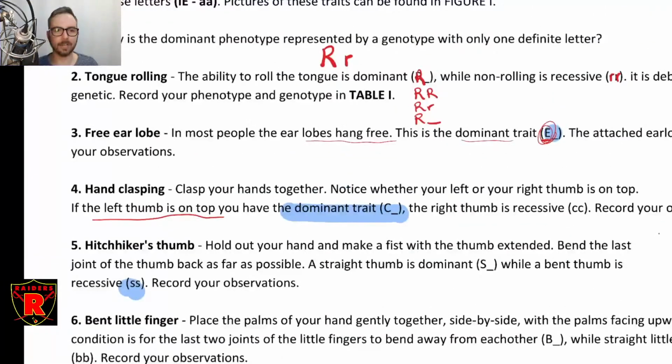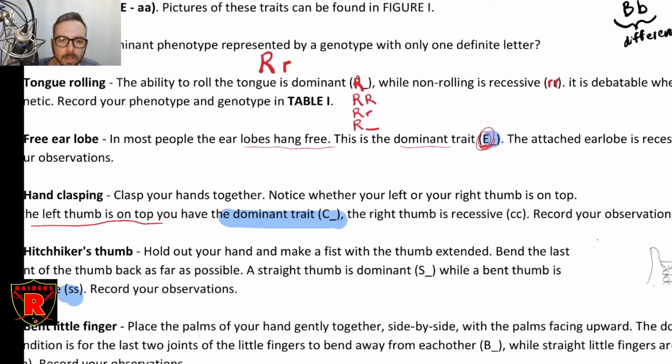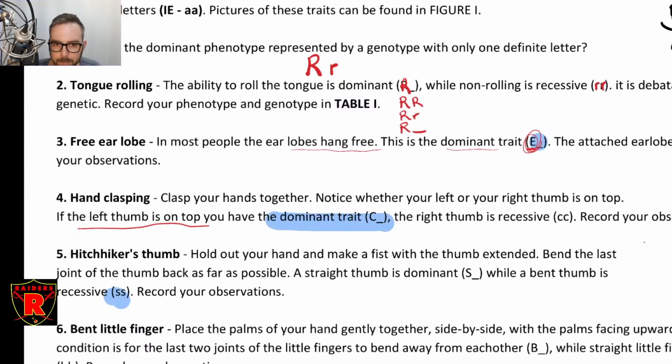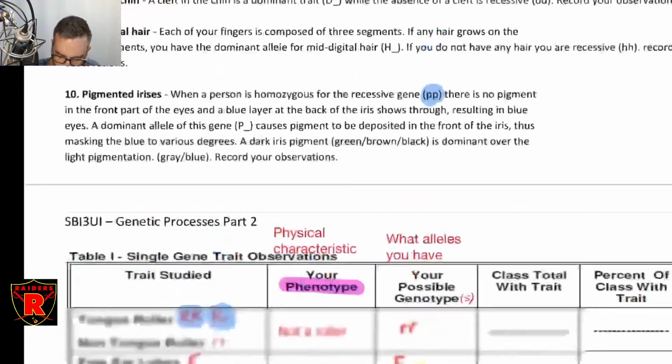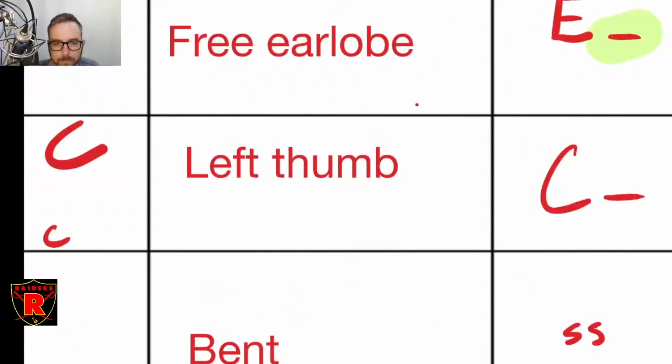I want you to take your hands right now and clasp them together like this. Okay, one hand over the other like this. Now I want you to look at your thumbs on the top. Is your right thumb on top, or is your left thumb on top? Have a look. Mine is left thumb on top. That is the dominant trait.